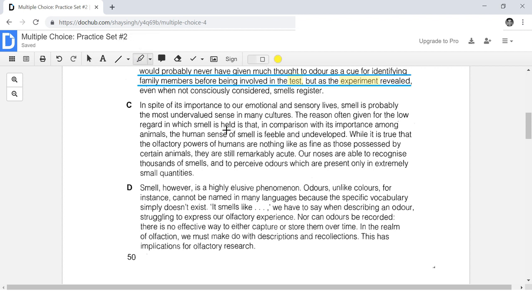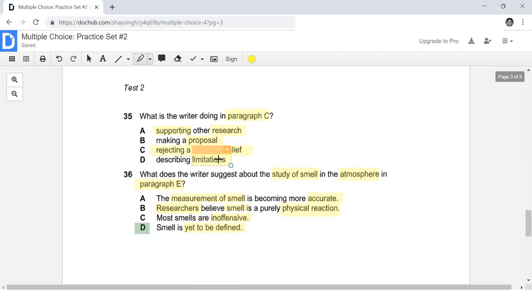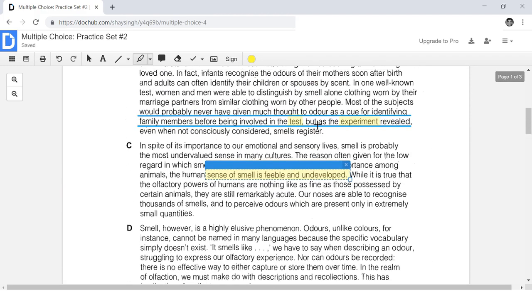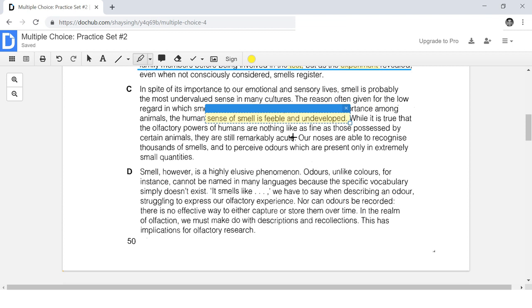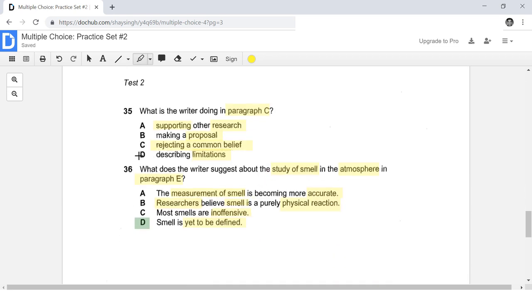Okay, here I see synonym language. It says sense of smell is feeble and undeveloped. Feeble and undeveloped seems to me to be talking about limitations. That is synonym language for limitations. Let's keep scanning more just to make sure that our answer is correct. Okay, so I have a feeling that this is going to be my answer because I haven't seen anything about A, B, or C. I don't see anything about supporting other research. I don't see anything about a proposal or rejecting common belief. Although it could be rejecting common belief.